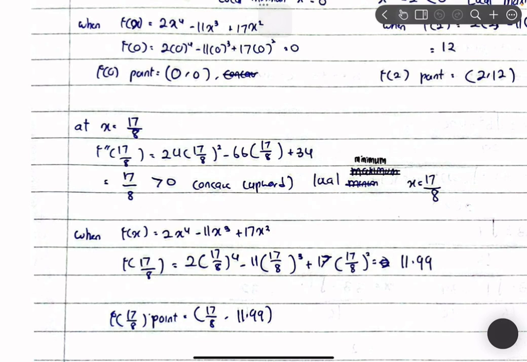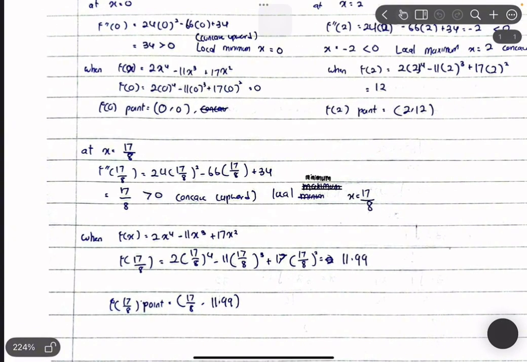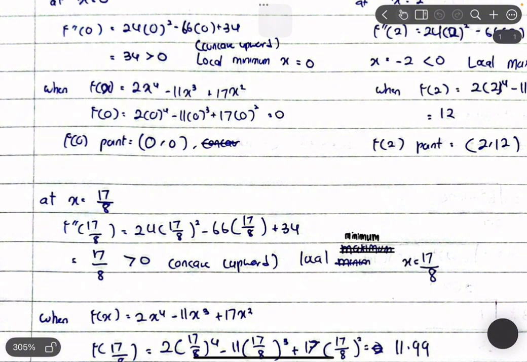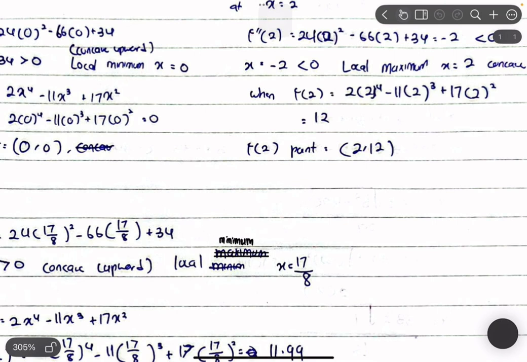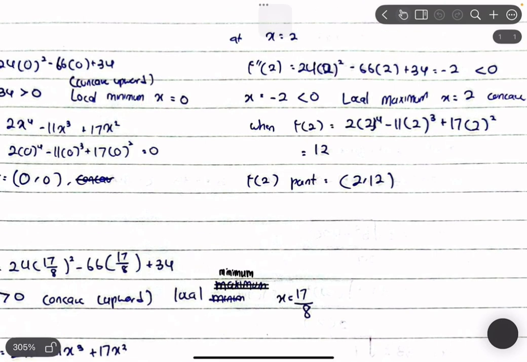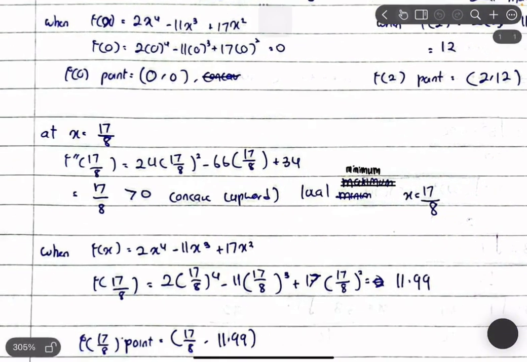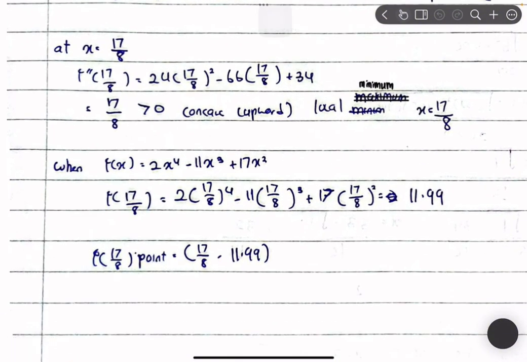Then we have to search for the coordinates. We substitute the x values into our original function to find y. When we substitute 0 into our function, we get 0, so the first extremum point is (0, 0). When we substitute 2 into our original function, we get the coordinate (2, 12) for our second point. For our third point, when we substitute 17/8 into our original function, we get the value 11.99.